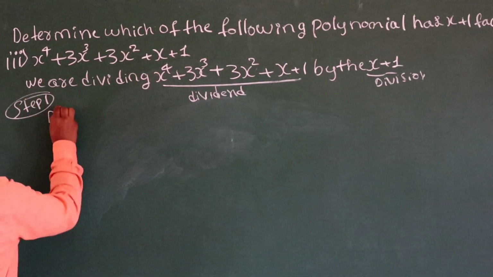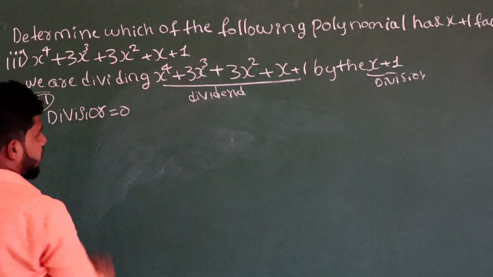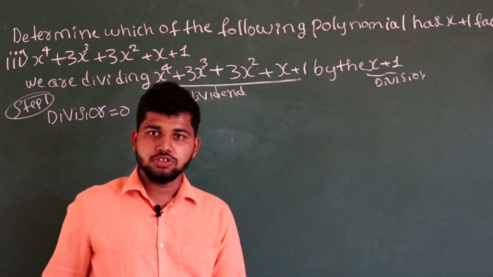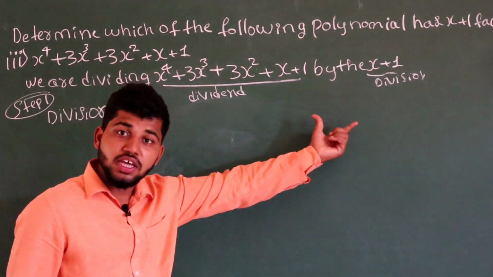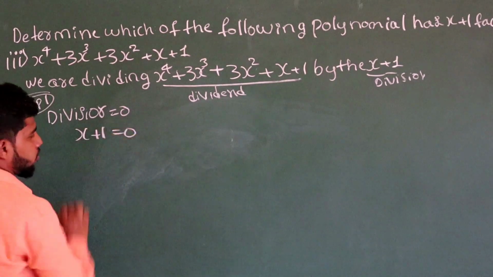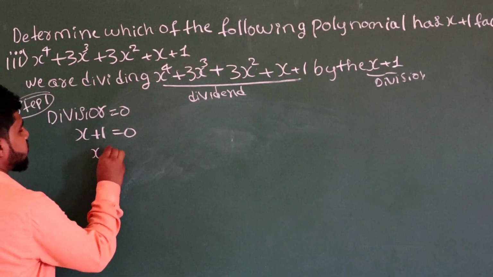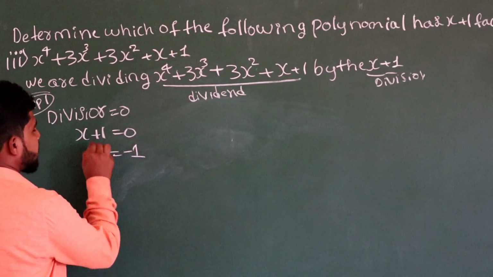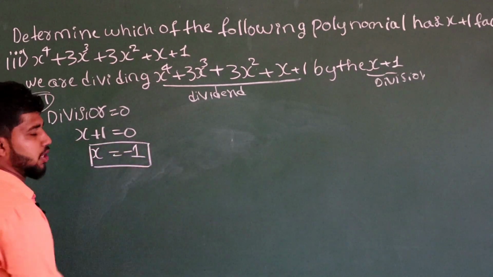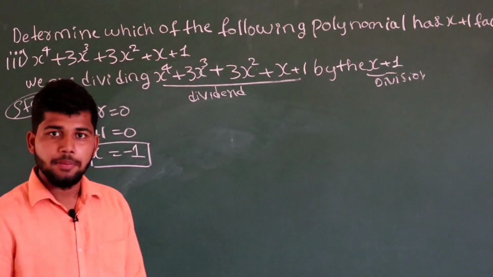Now, step 1: take the divisor equal to 0. What is the divisor here? X plus 1 is the divisor. X plus 1 is equal to 0. Now, the sign changes, plus becomes minus, so x is equal to minus 1.